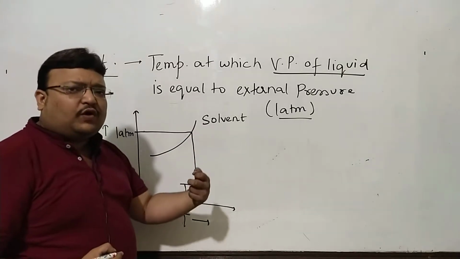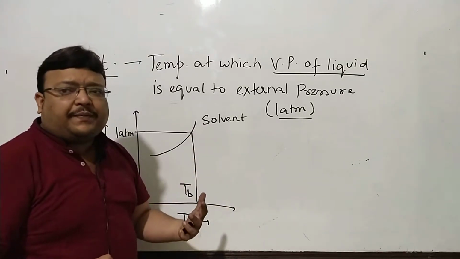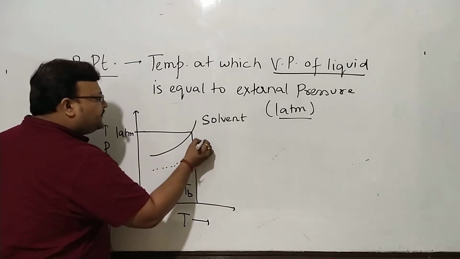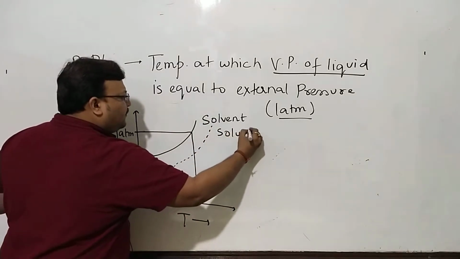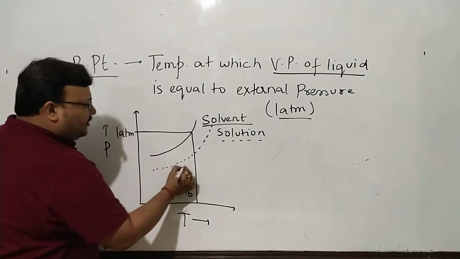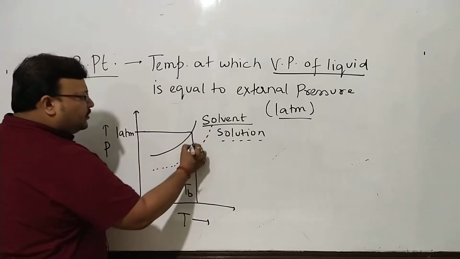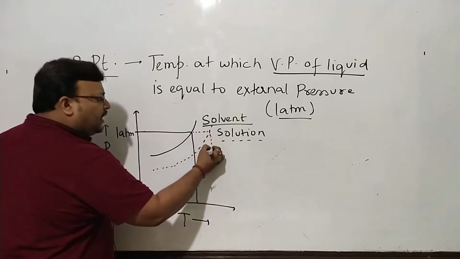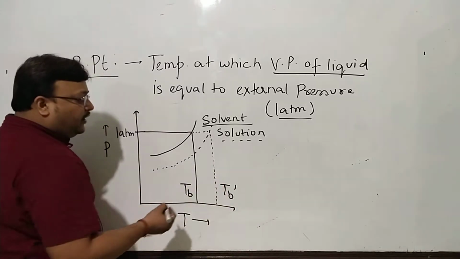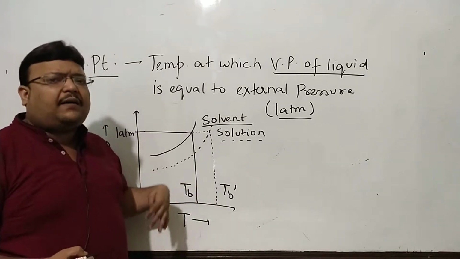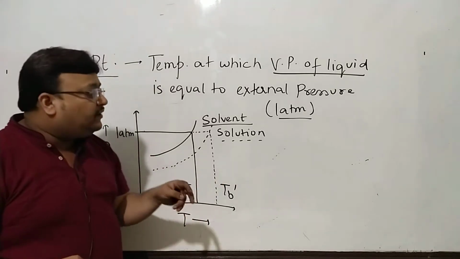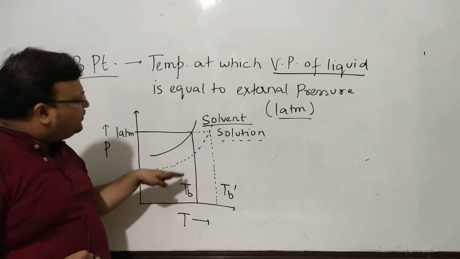Now, when you add a solute, naturally the solution will have a lower vapor pressure. If the continuous line is for the solvent, the dotted one is for the solution, which has a lower vapor pressure. This will reach 1 atmosphere at a higher temperature. So this would be the elevated boiling point, the higher boiling point. And you can see the increase in boiling point is a direct consequence of a decrease in vapor pressure.